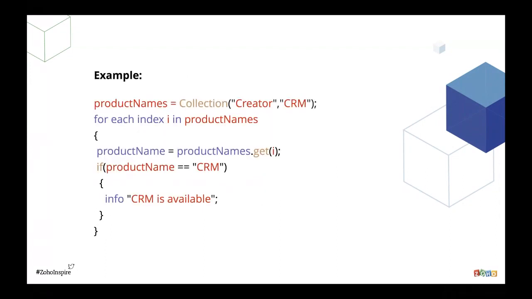So let's see an example for this. For the collection product names, we have two elements, which is creator and CRM. So now if you use the for each index loop, here we have the index variable as I and the collection name as product names. So this loop would run twice, and for each iteration the value for I would be appended with 1. So here we are trying to get the different products, and we would check whether the product matches CRM or not. And if CRM is matching, we would be printing out CRM is available.